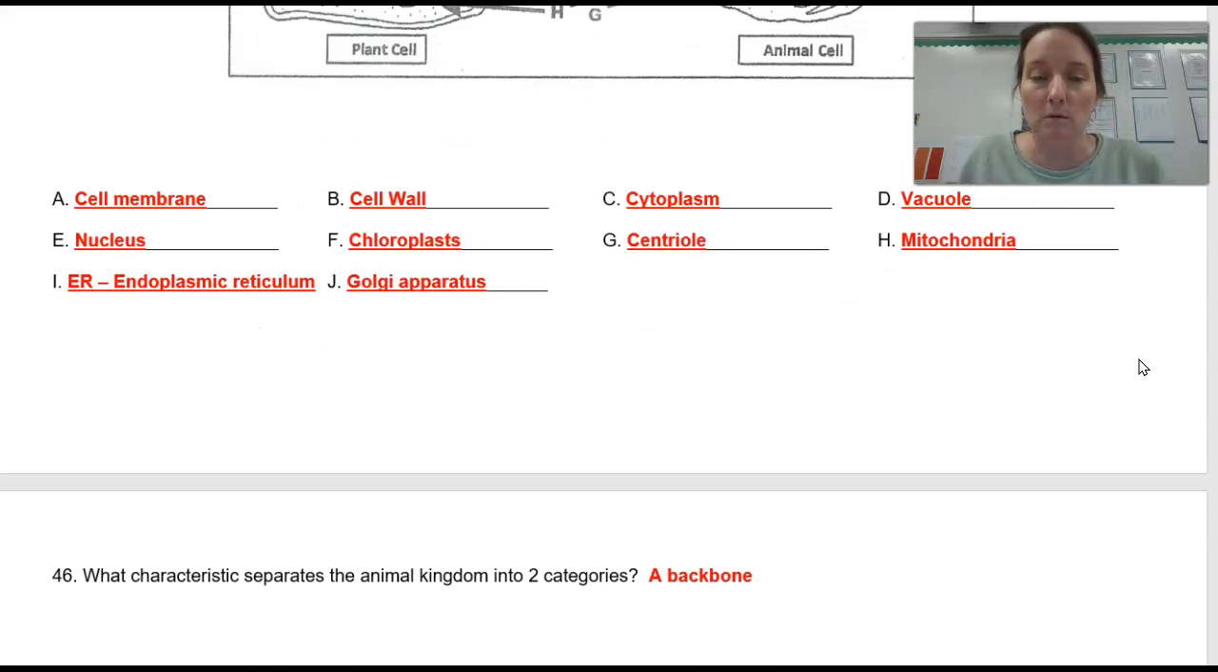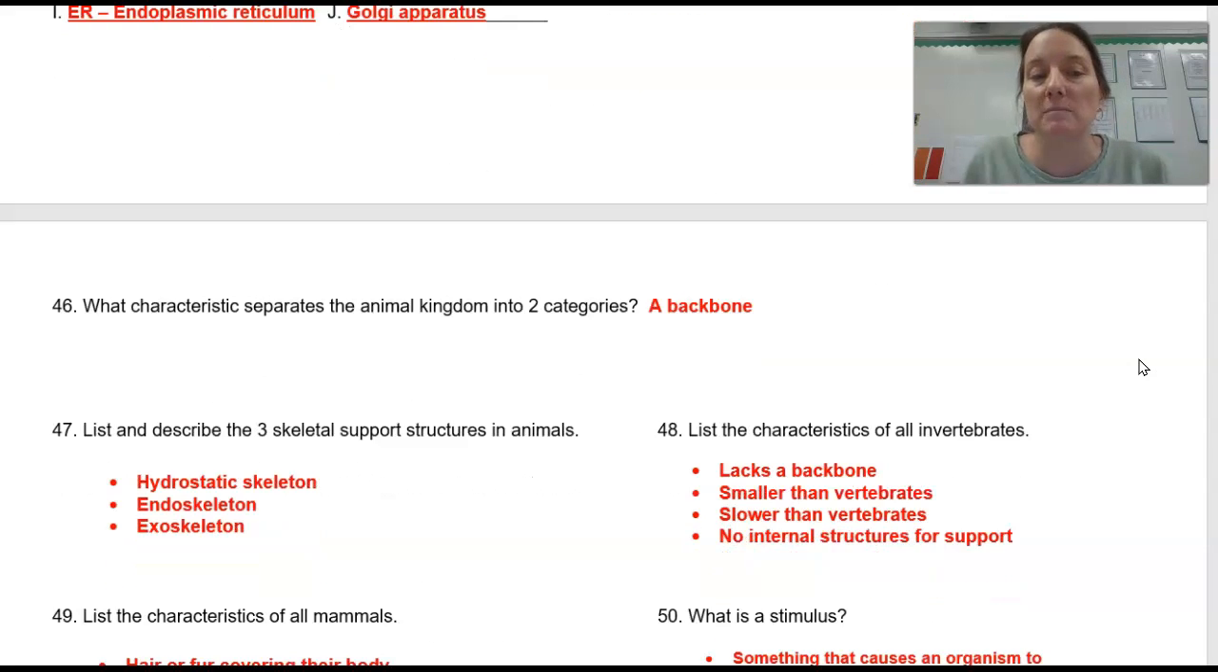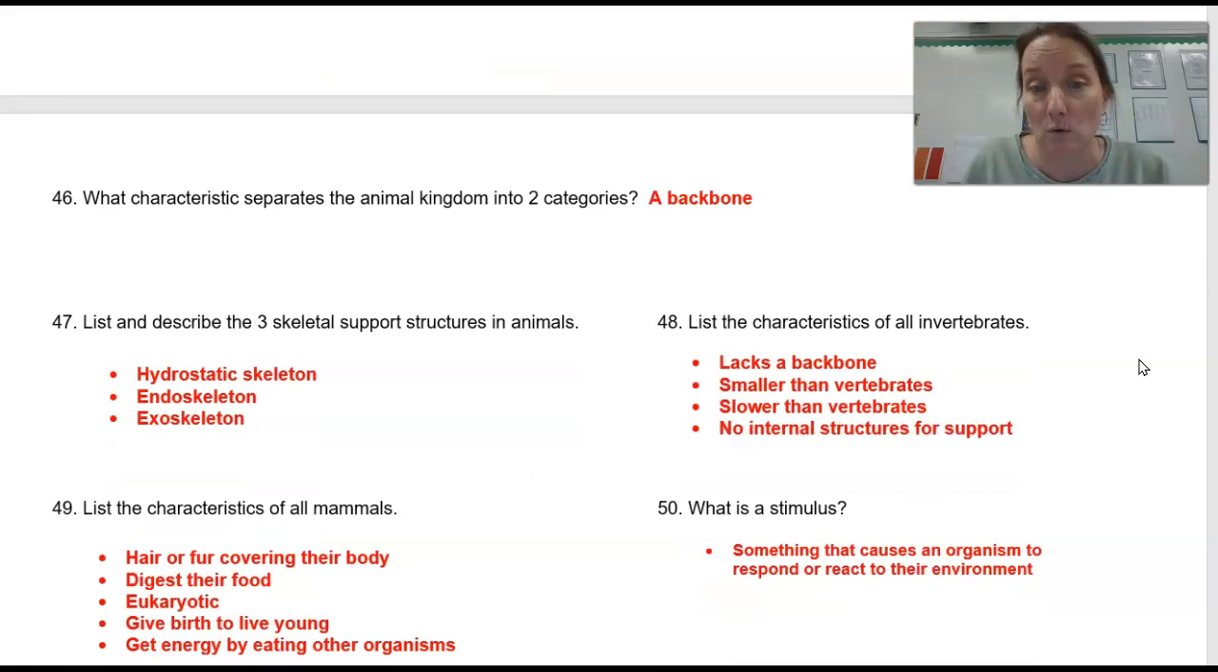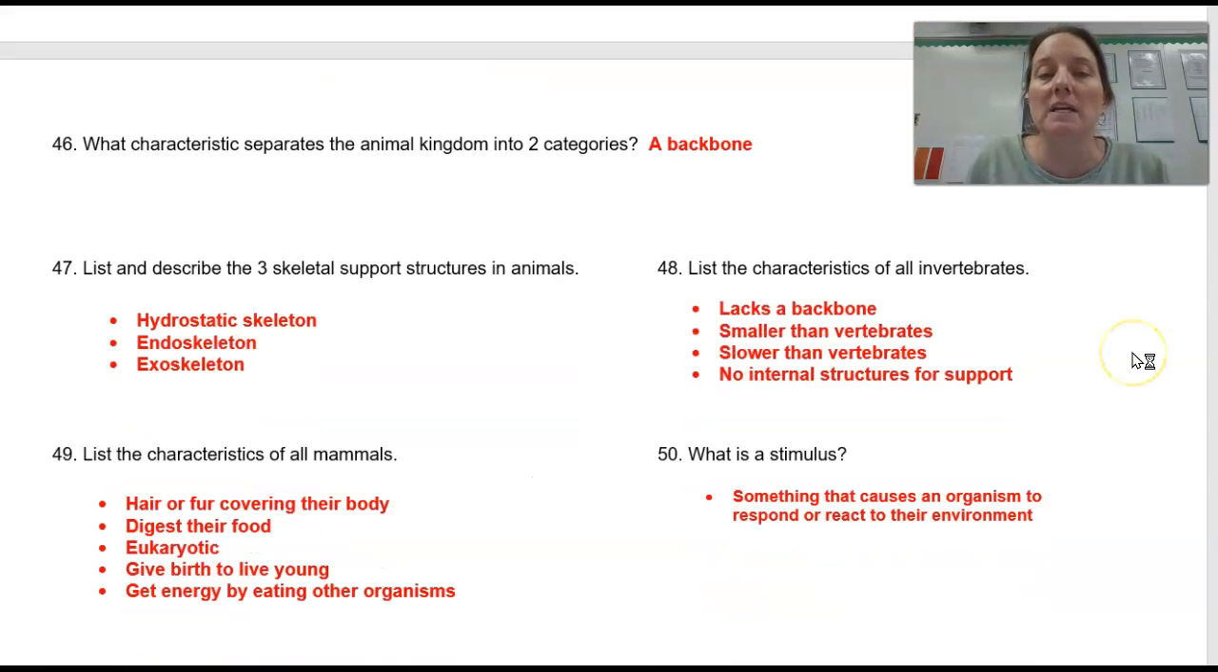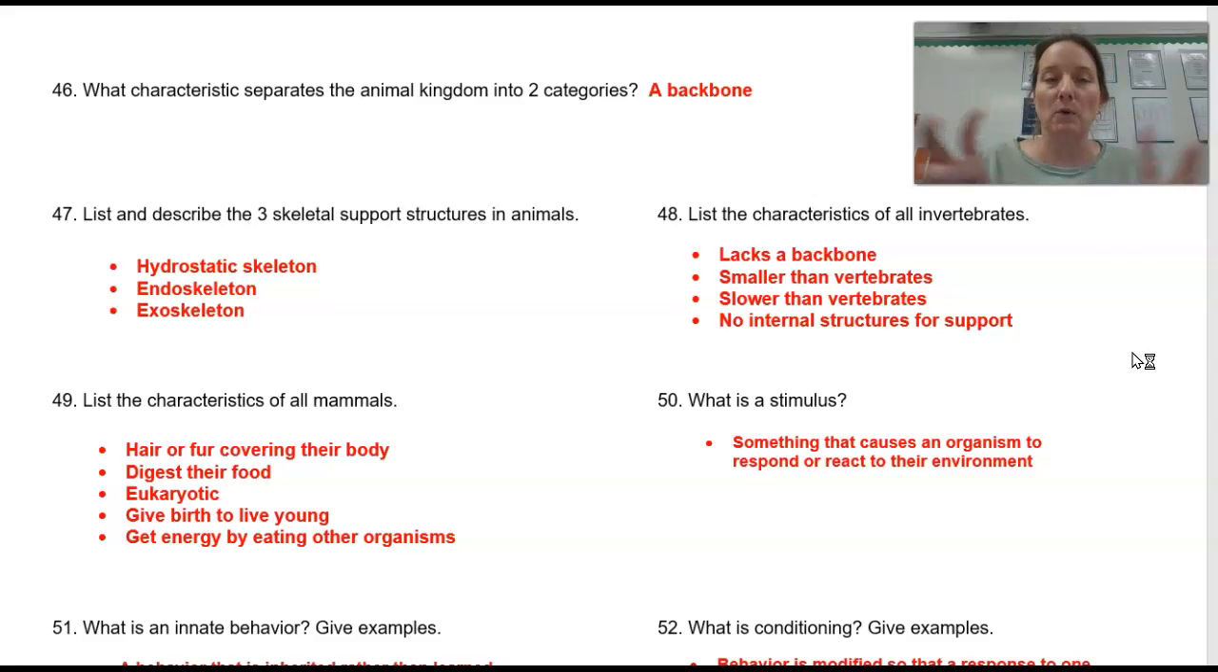Okay, let's move on. All right, what characteristic separates the animal kingdom into two categories? All right, well, of course, there are many characteristics that help to separate the animal kingdom into various categories, but the one that separates it into just two categories, all animals either have a backbone or they don't. They're either vertebrates or invertebrates. No ifs, ands, or buts, one of those two. So that's that answer.